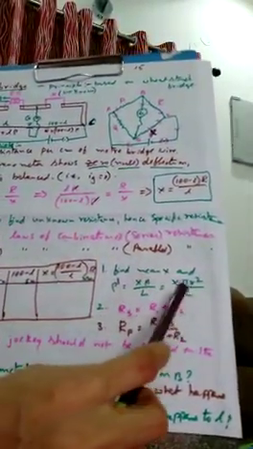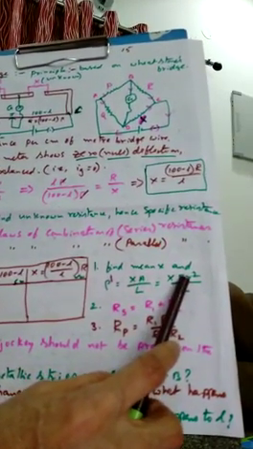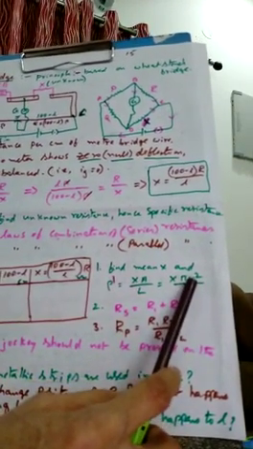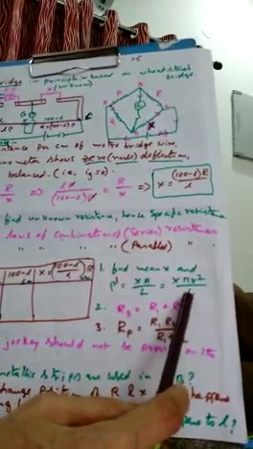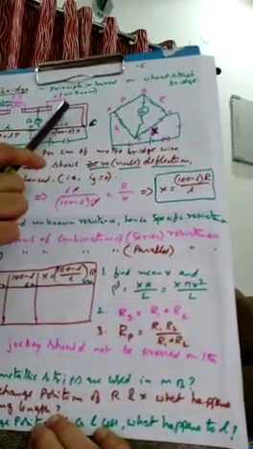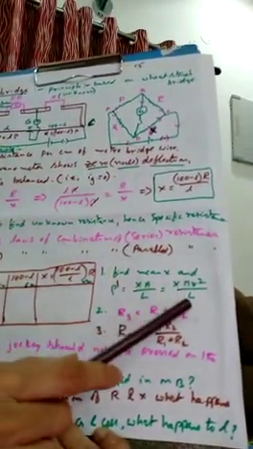Pi you know, R: how can you find out the radius of the wire? With the help of a screw gauge, you can find it out, upon L. What is L? Remove this wire, measure the length of the wire with the meter scale and substitute here.